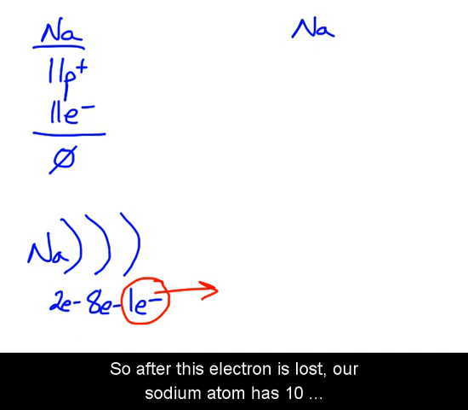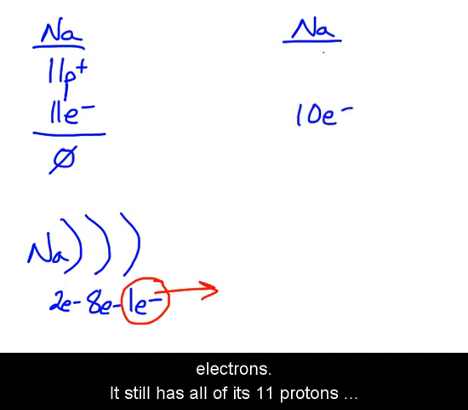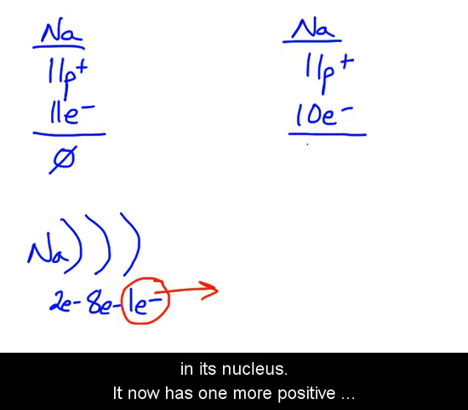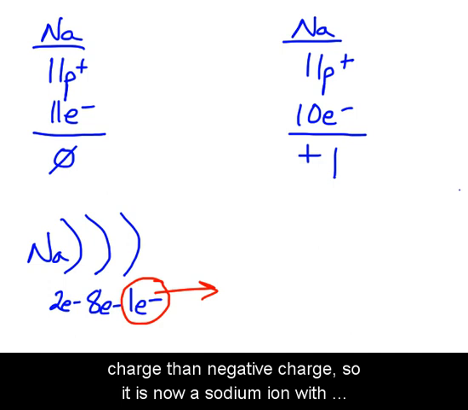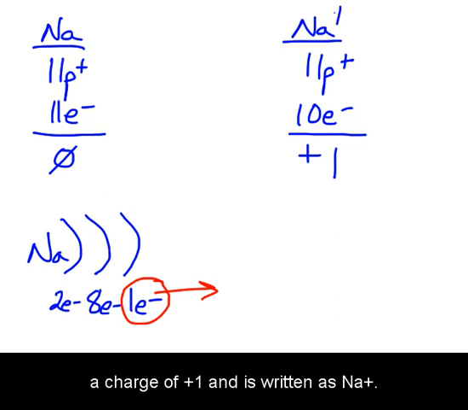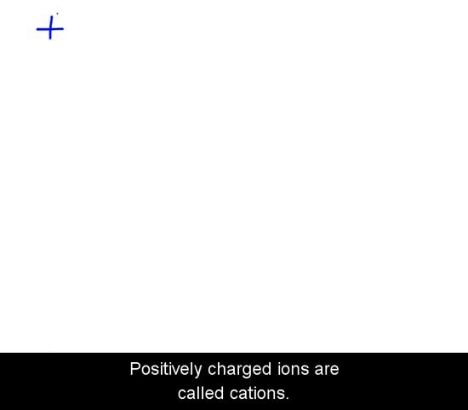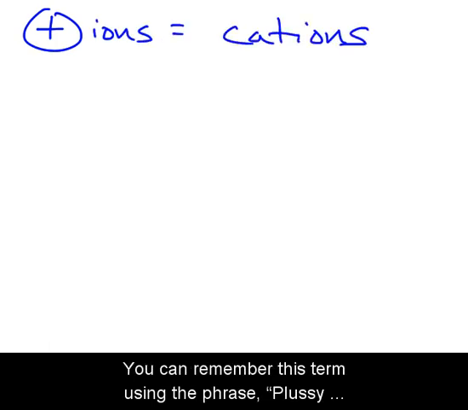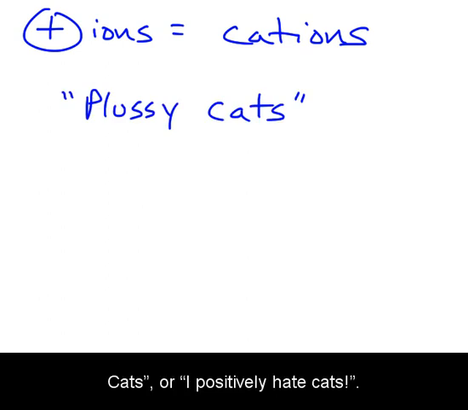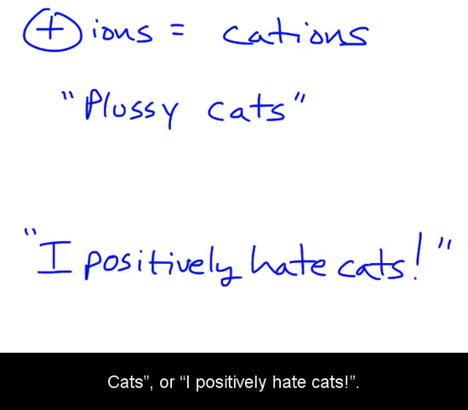So after this electron is lost, our sodium atom has 10 electrons. It still has all of its 11 protons in its nucleus. It now has one more positive charge than negative charge, so it is now a sodium ion with a charge of positive 1 and is written as sodium Na with a positive superscript. Positively charged ions are called cations. You can remember this term using the phrase "plussy cats" or "I positively hate cats."